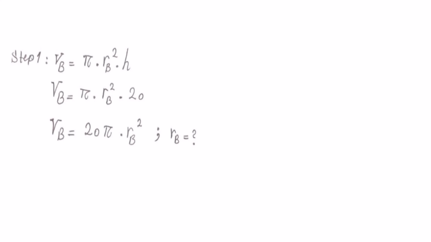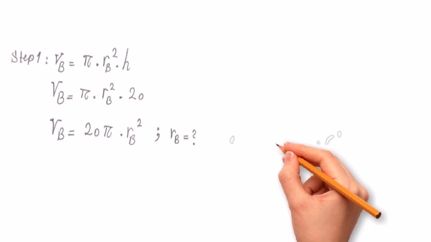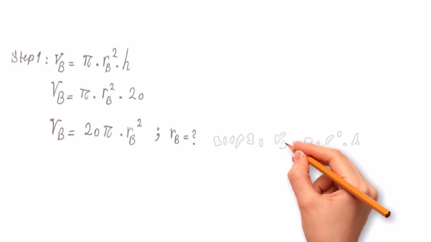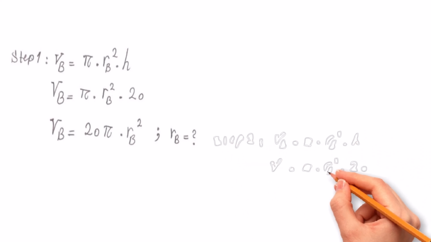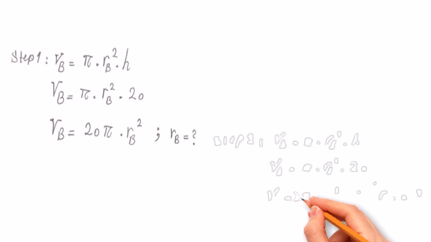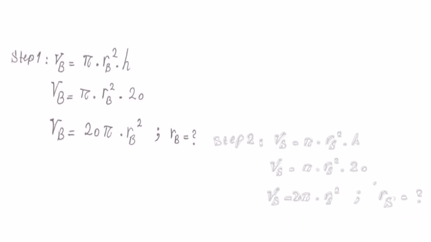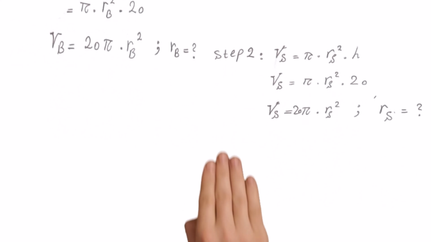At this stage, similar to the previous step, we will calculate the volume of the smaller cylinder, or the inner cylinder. In this step, according to the same formula we have for the volume of the larger cylinder, we will determine the volume of the smaller cylinder. Here, just like in the previous step, our challenge is to find the radius of the smaller cylinder.